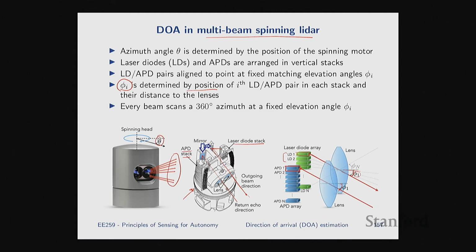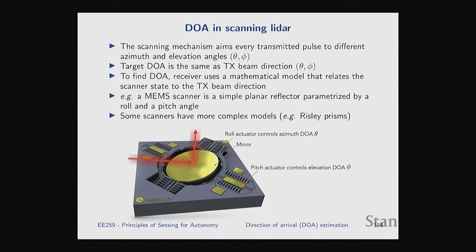Okay, one more example for scanning LiDAR. There are lots of different scanning mechanisms, but the idea is the same. For other scanners, here's a MEMS one, where it scans in both azimuth and elevation. Usually you have a model for the scanner, and what the model does is tell you the azimuth and elevation angles, theta and phi, of the outgoing beam with respect to the state of the scanner.